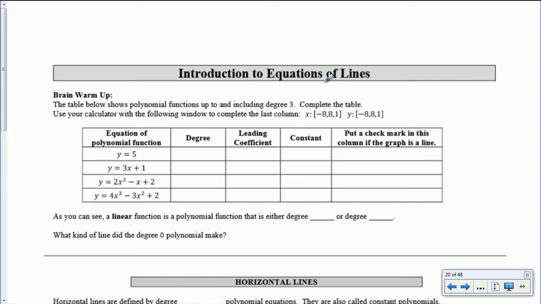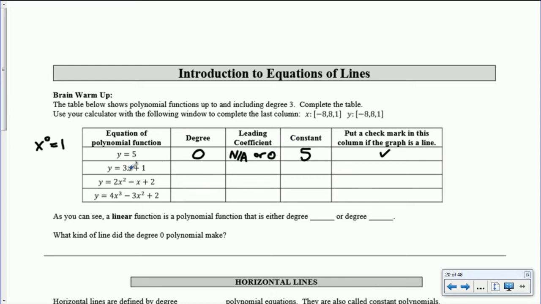Okay, so the degree of this first polynomial, 5, the degree is 0. The reason for that is the variable, if you want to call it that, is to the 0, so that's just 1. There's no variable there, so the degree is 0. The leading coefficient, there's nothing attached to a variable, so not applicable, or 0 would be fine. Constant is 5, and if you were to graph that, it would be a horizontal line.